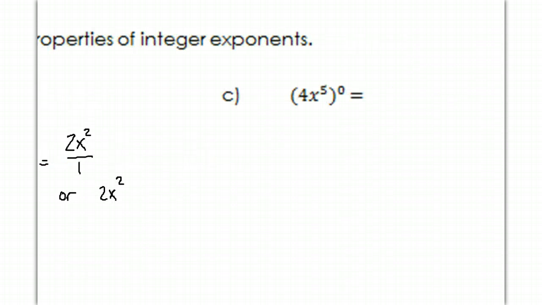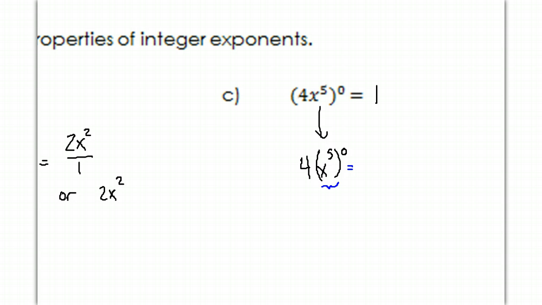On letter C, 4x to the fifth to the 0 power. Anything to the 0 power is 1. It's a property that we learned. So that's the answer to that question. But let's say we changed it. What if it was 4x to the fifth in parentheses with just the x and the 5, and then to the 0? So if I change that question, this changes a lot about our answer.